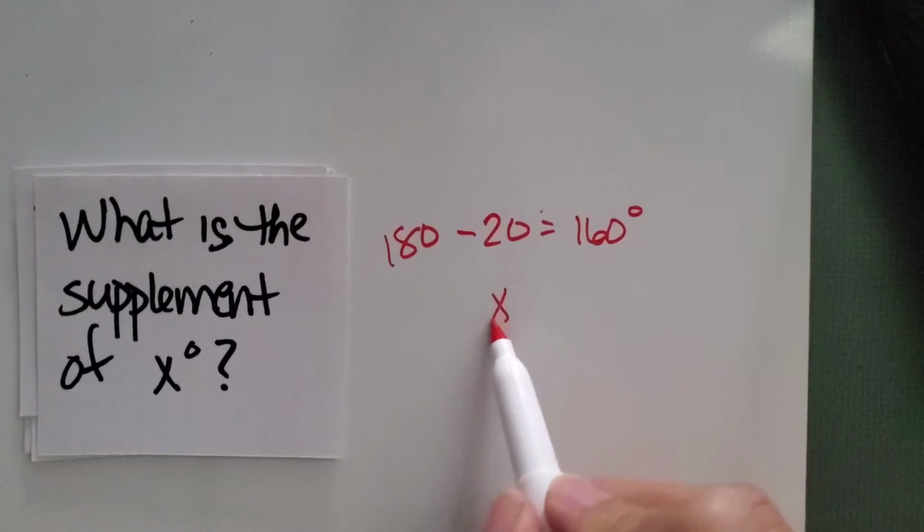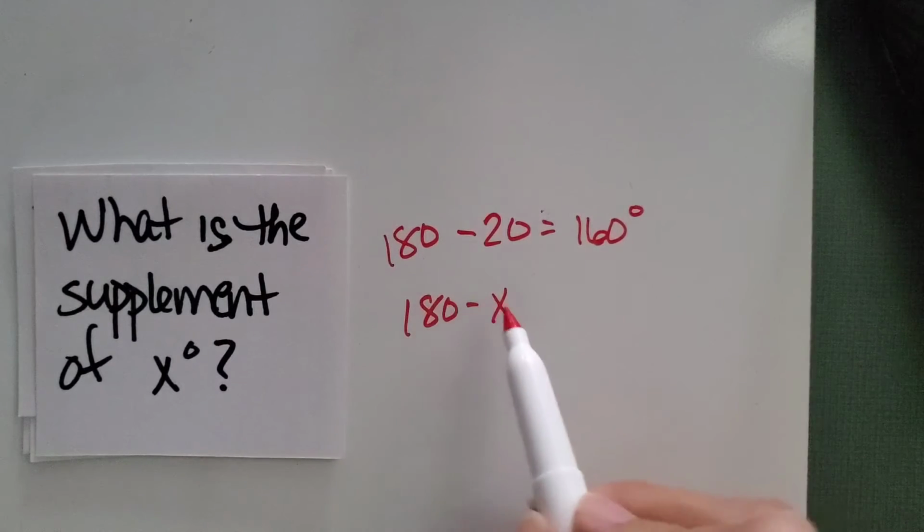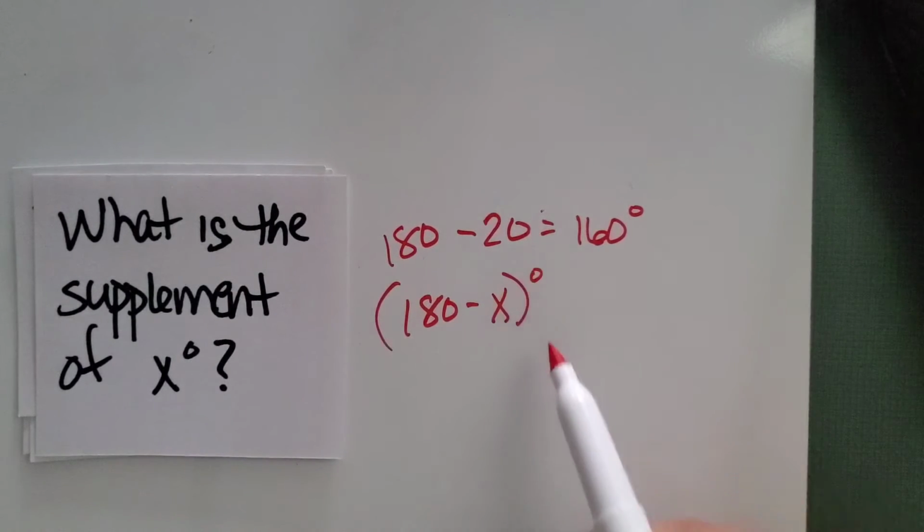Well, we just put the x there, right? So we'd have 180 minus x, and that would be the supplement of x degrees. Cool stuff. All right, next we are going to talk about the difference that you see here.